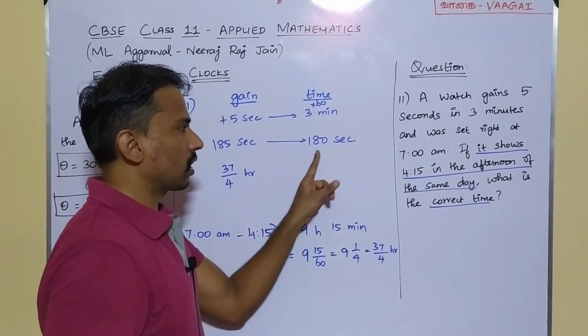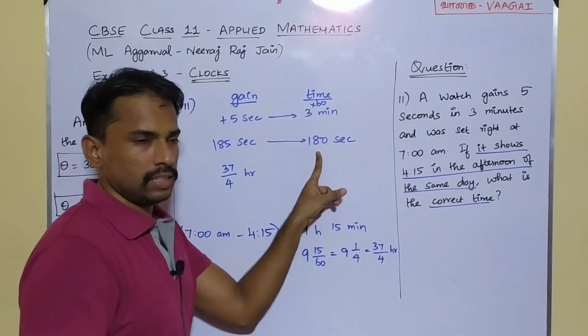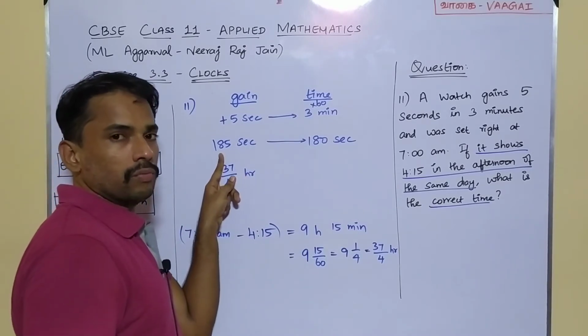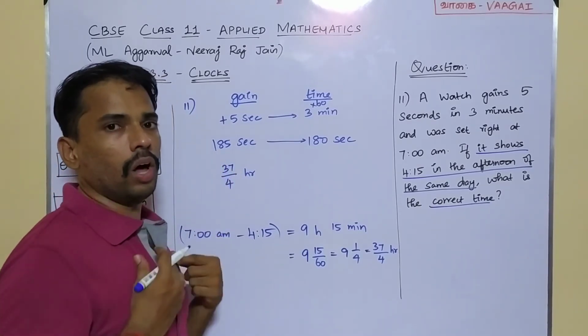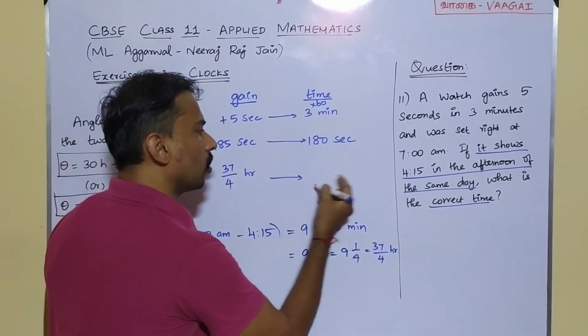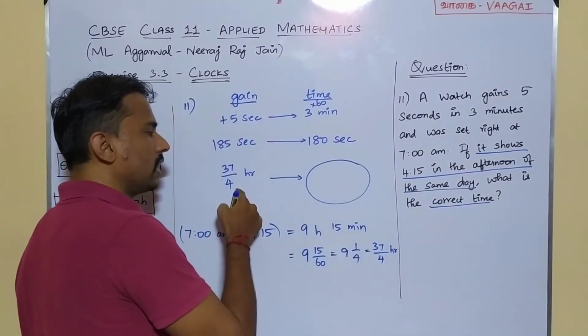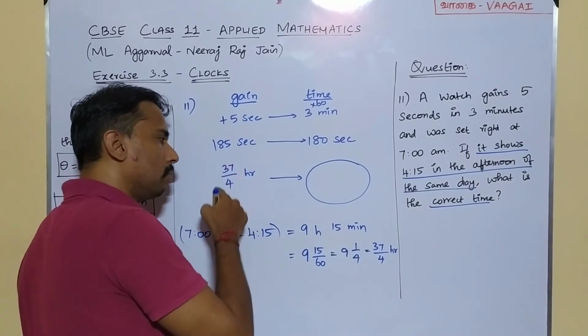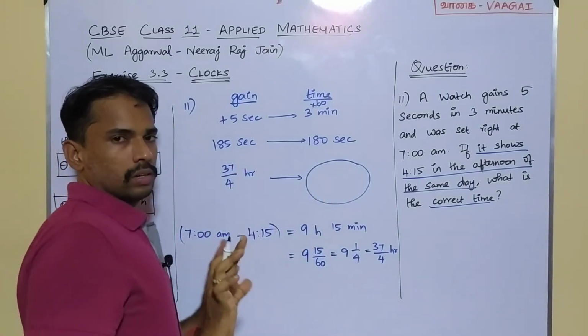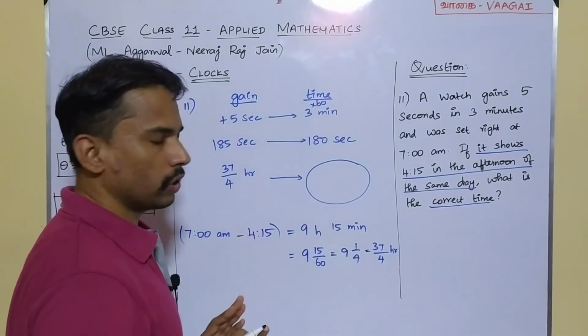That is, if the correct clock is running for 180 seconds, then this gaining clock will run for 185 seconds. Now all I need is, if the correct clock runs for how many hours, then this gaining clock would run for 37 by 4 hours. This is what I want. Is the calculation clear? This is what I'm going to calculate.